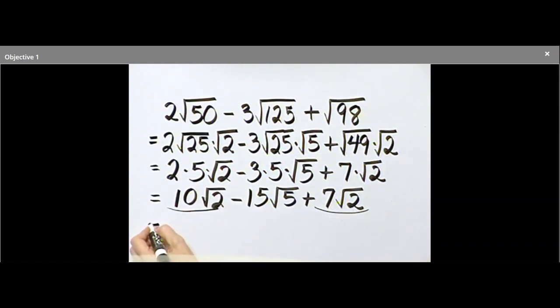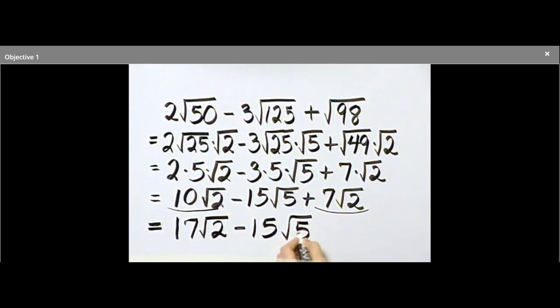What is 10 square root of 2 plus 7 square root of 2? That is 17 square root of 2, and then minus 15 square root of 5. Can I go any further? The answer is no, because these are unlike radicals. So here is my result. This is my simplified result. Let's try this once again.